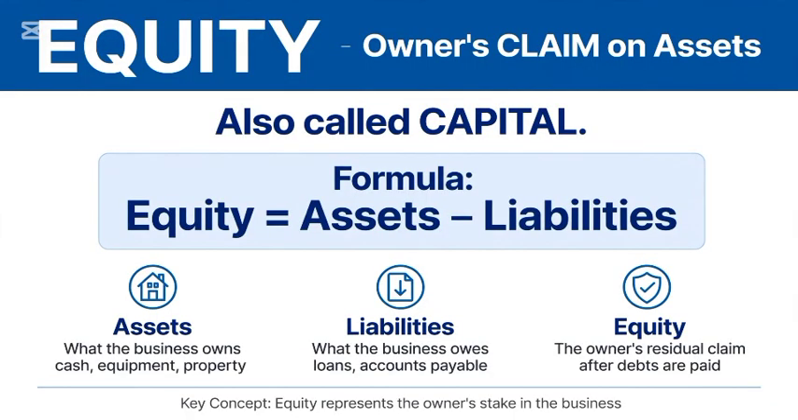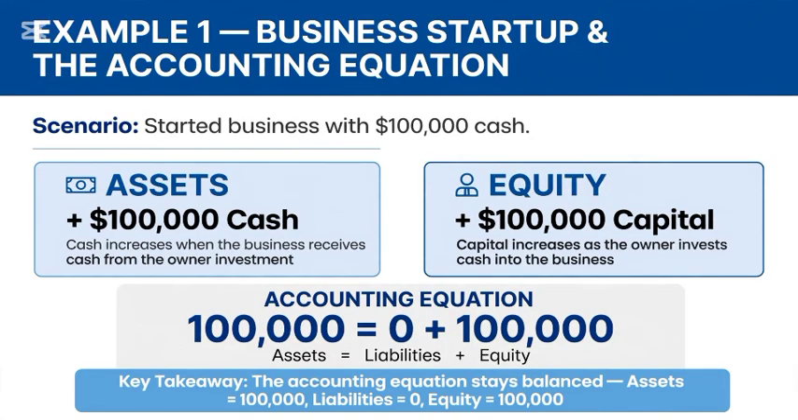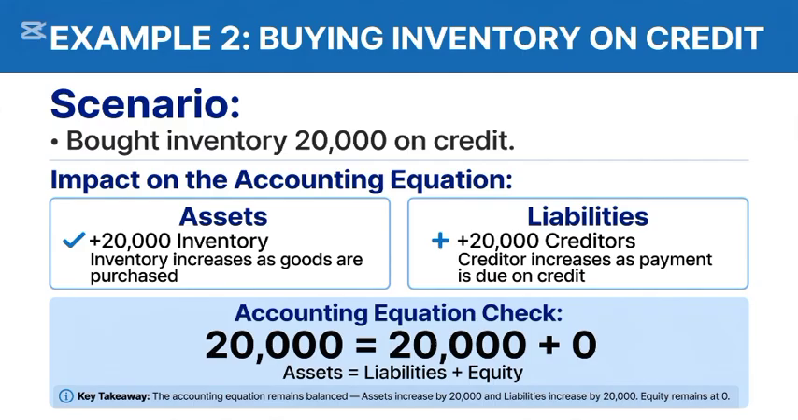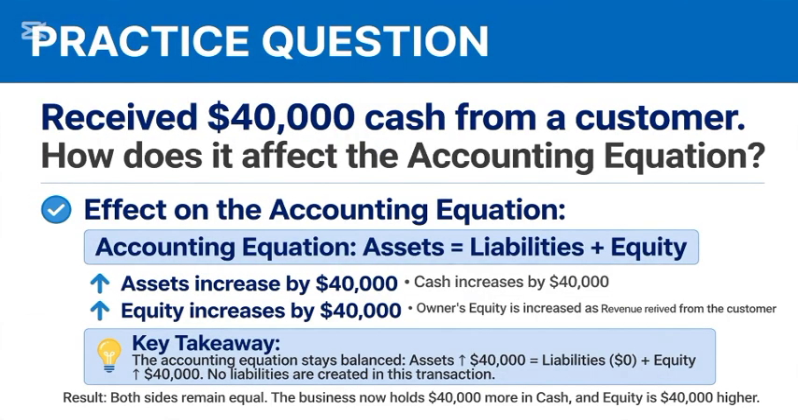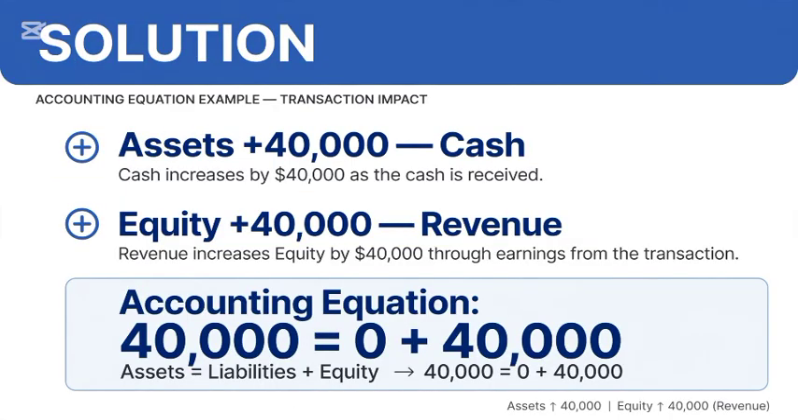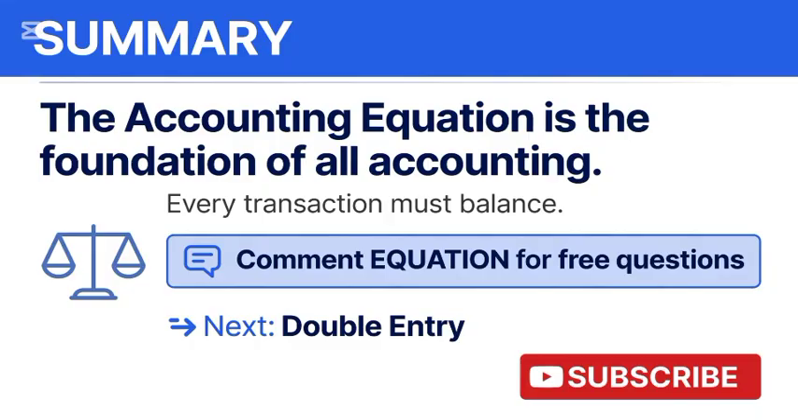Practice question for you. Received 40,000 cash from a customer. How does it affect the equation? Think about it. Cash goes up. Equity goes up. Solution. Cash asset increased 40,000. So assets plus 40,000. It was a sale, so income increased. Income increases equity. So equity plus 40,000. 40,000 equals 0 plus 40,000.